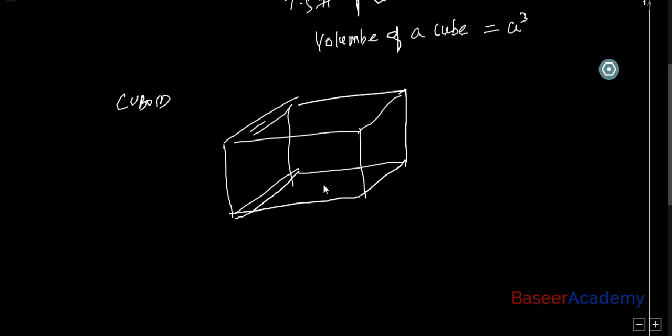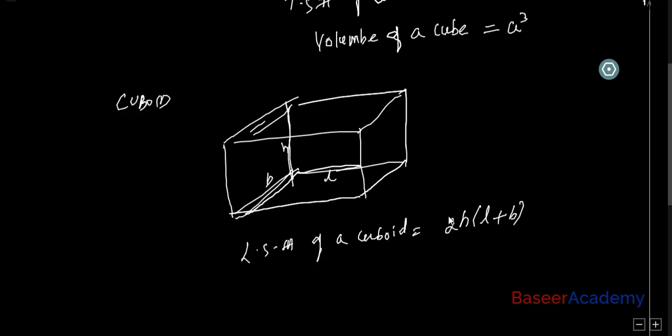Let's say this is my length here. This side is my length and this is my breadth and this is the height. Now if I just consider four walls, the lateral surface area of a cuboid is 2h into (L plus B). Lateral surface area of a cuboid is 2h into (L plus B).